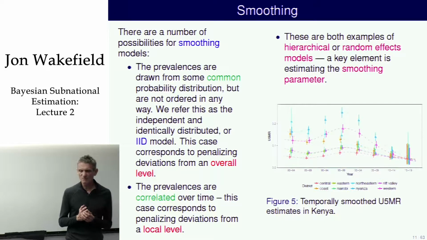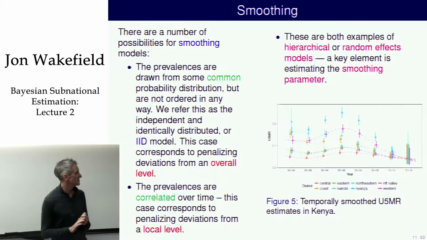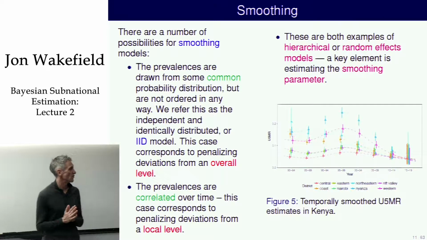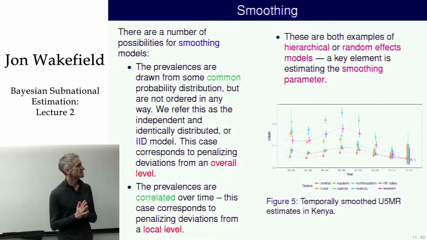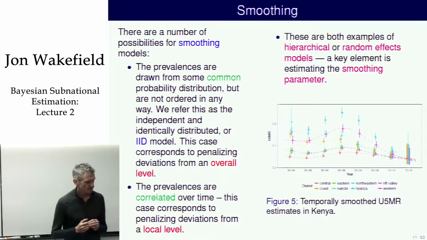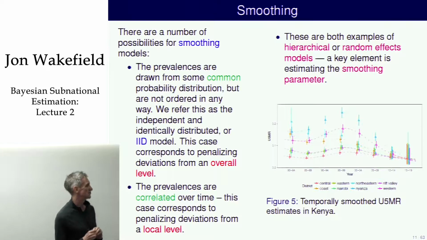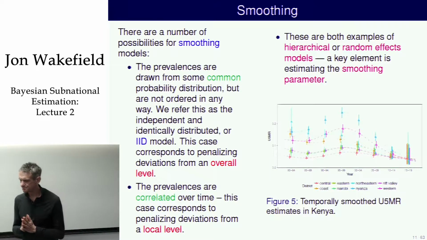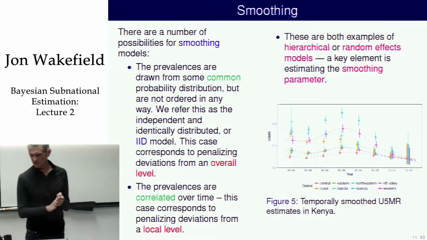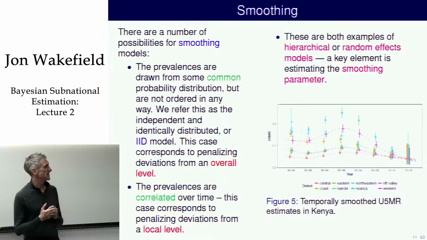There we're going to penalize from some overall level. As I mentioned, we can think of smoothing models as mechanisms for penalization, and so we can imagine penalizing deviations from some overall level. The second type of model we could think about would say we're going to assume that they're correlated over time. So we're going to encourage the prevalences to be similar to their neighbors, for some suitably defined neighbors. There we're penalizing deviations from a local level rather than an overall global level. And just to the right here, I show a picture of under-five mortality over provinces of Kenya. So we see those smooth curves. They were obtained using a particular form of temporal smoothing that I'm going to talk about shortly.